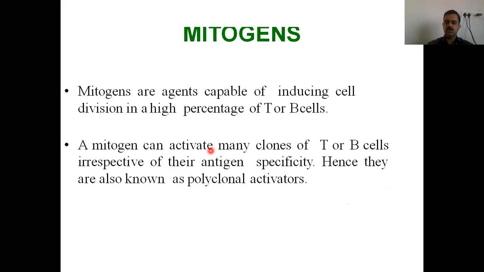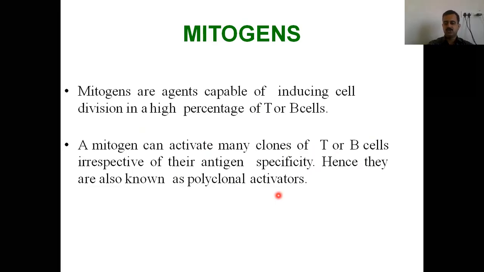Mitogens. So, what are mitogens? Mitogens are agents capable of inducing division in a high percentage of T and B cells. So mitogens are a little bit different. They are helpful for multiplying T and B cells in very large amounts. Mitogens can activate many clones of T or B cells irrespective of their antigen specificity. Hence, they are also known as polyclonal activators. These are only activators of the immunological system. They do not have a very pathogenic effect, but they are helpful for activating immunological responses.